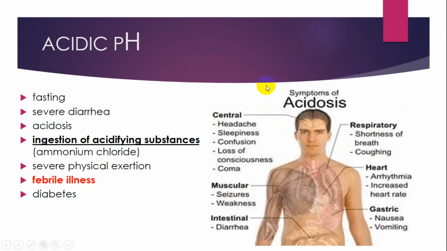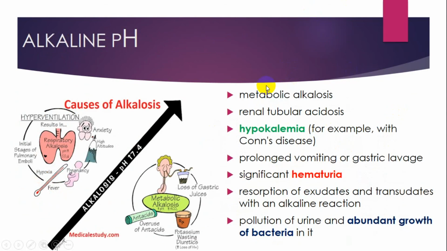and intestinal damage of organs. Alkaline pH is not good either, because it may be a sign of metabolic alkalosis, renal tubular acidosis, hypokalemia, for example with Conn's disease, and prolonged vomiting or gastric lavage. Significant hematuria can cause it too, as can resorption of exudates and transudates with an alkaline reaction. Also, it may be such a problem as contamination of urine and abundant growth of bacteria. In this picture, you can see causes of alkalosis, respiratory and metabolic.